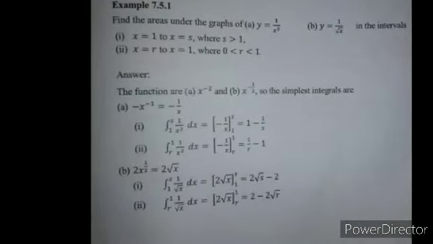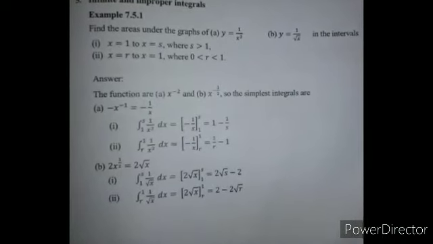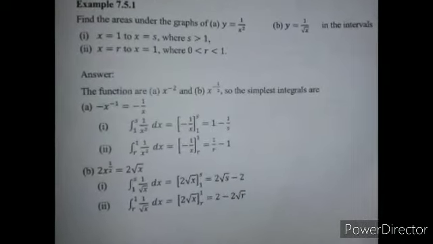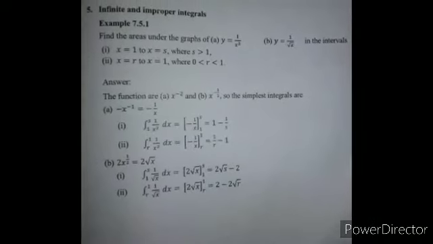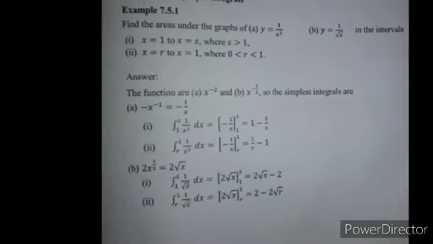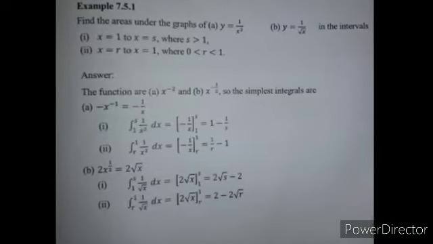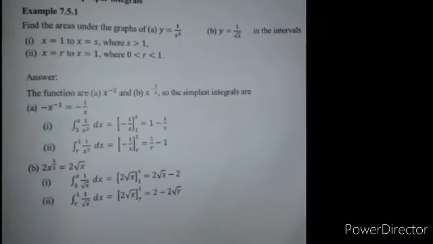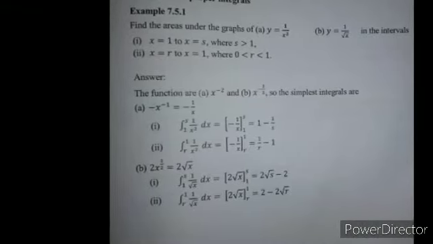7.5.1. Find the areas under the graph of A. y equals 1 over x squared. B. y equals 1 over root x in the intervals. First, x equals 1 to x equals s, where s is greater than 1. Second, x equals r to x equals 1, where 0 is less than r is less than 1.